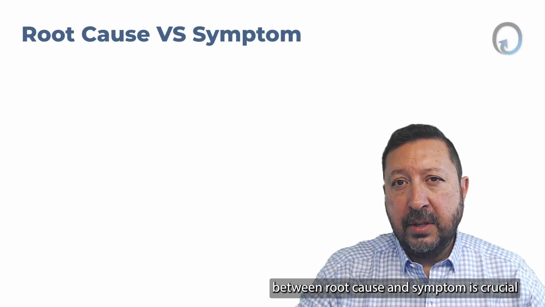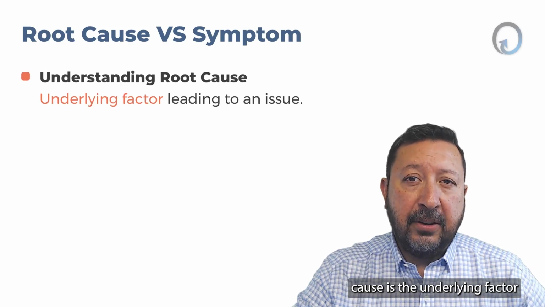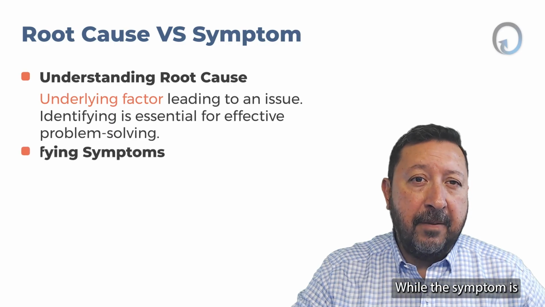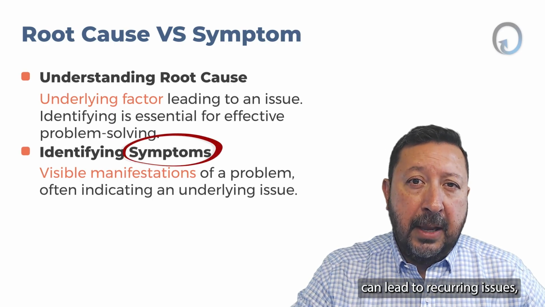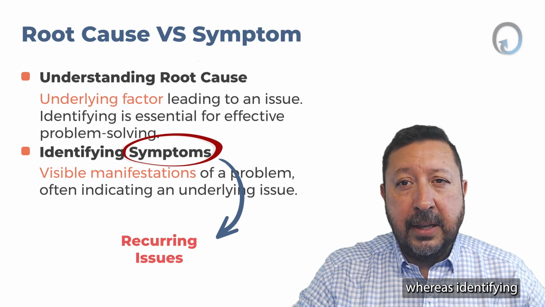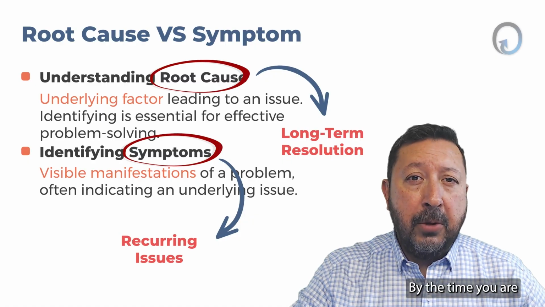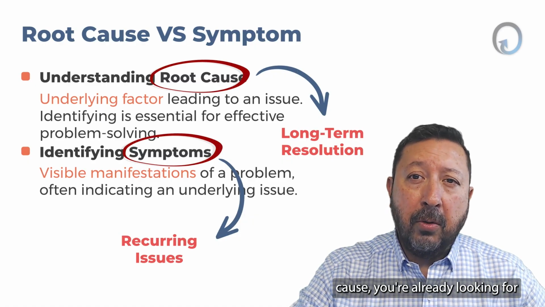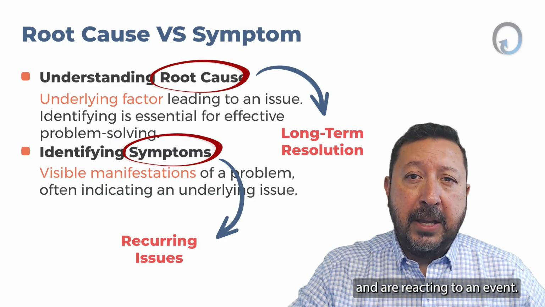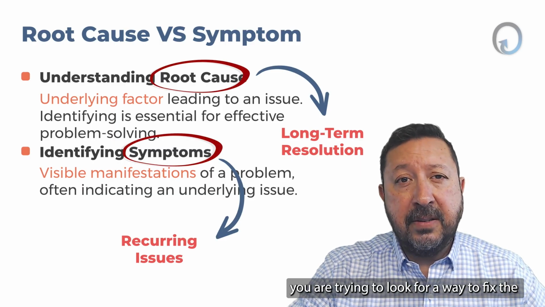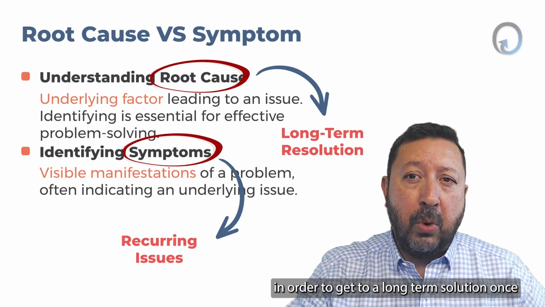Understanding the difference between root cause and symptom is crucial for effective problem solving. The root cause is the underlying factor that leads to an issue, while the symptom is the visible manifestation of the problem. Addressing only the symptom can lead to recurring issues, whereas identifying and fixing the root cause ensures long-term resolution. By the time you are searching for a root cause, you're already looking for something that has happened in the past and are reacting to an event. By this point, you are trying to look for a way to fix the nonconformance as quickly as possible in order to get to a long-term solution once and for all.